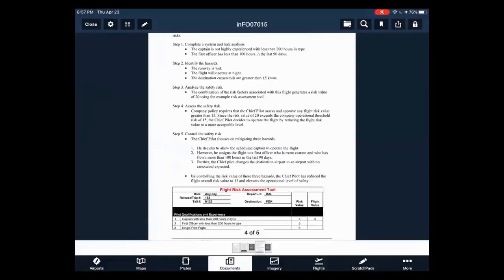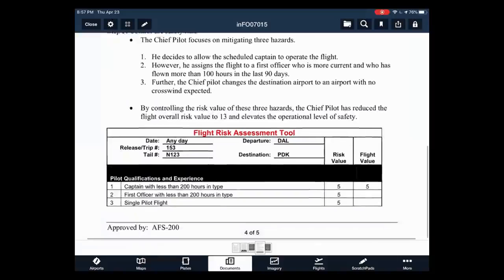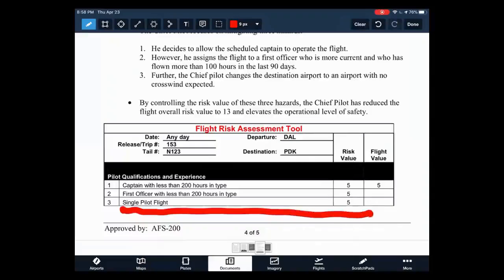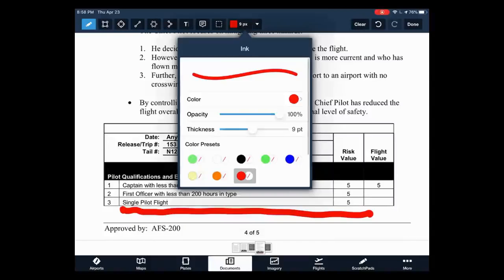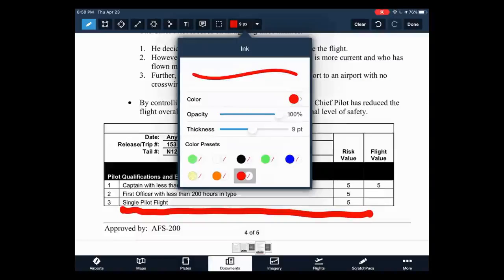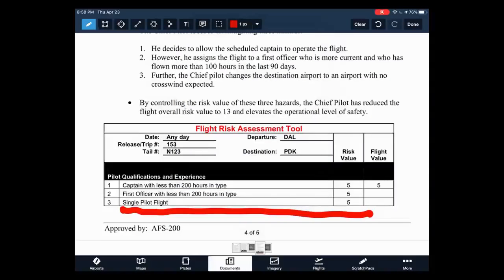So as an example, you can see if you're a captain with less than 200 hours in this type, then the risk value is 5. If you're single pilot, you're not even flying in a multi-crew situation, which would of course be all of us, at least what we're talking about right now, then you can see that irrespective of your experience level, it's automatically a risk value of 5. So I would write down 5 there.